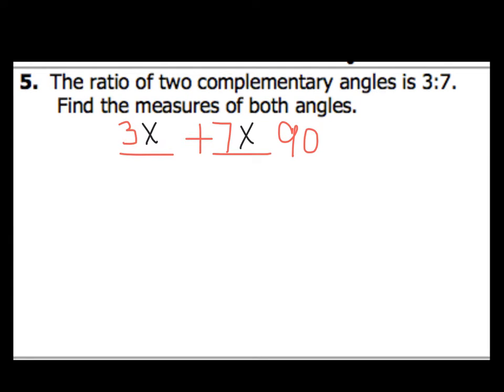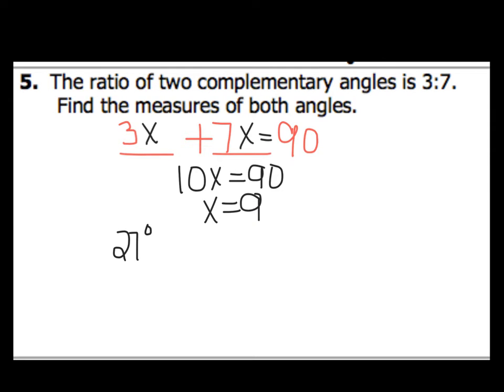So here we go. We have an equation. 3x plus 7x equals 90. We solve for x and we get x is equal to 9. We always have to go back and read the question, and it says find the measures of both angles, so we're not done. We're going to plug in 9 for x, and so 9 times 3 is 27. So one of our angles is 27. When we plug in 9 for x, 7 times 9 is 63. So the angles are 27 degrees and 63 degrees.